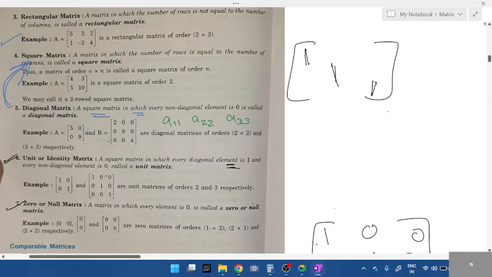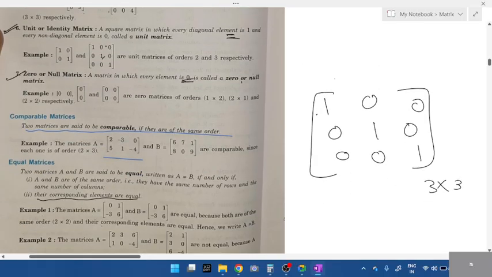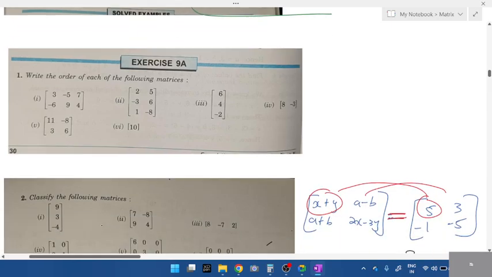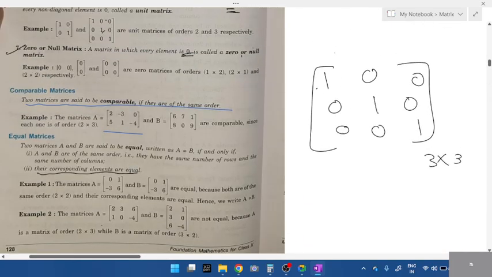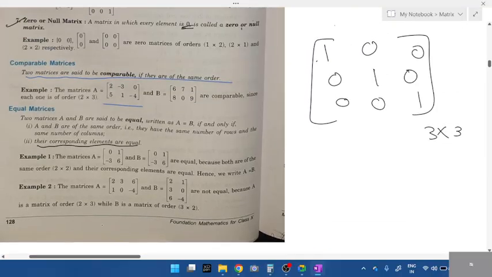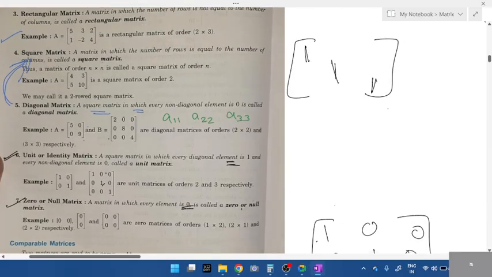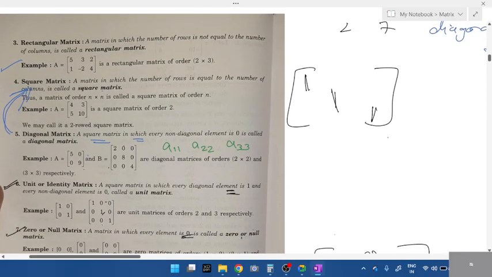Next, what is a null matrix? A matrix in which every element is zero is called a null matrix. Everything should be zero. There are a total of 7. Just go through this. Equal matrix, comparable matrix. That's it. Almost done. We'll start solving questions tomorrow. Comparable matrix and equal matrix, I'll explain tomorrow. First, go through these 7, students.